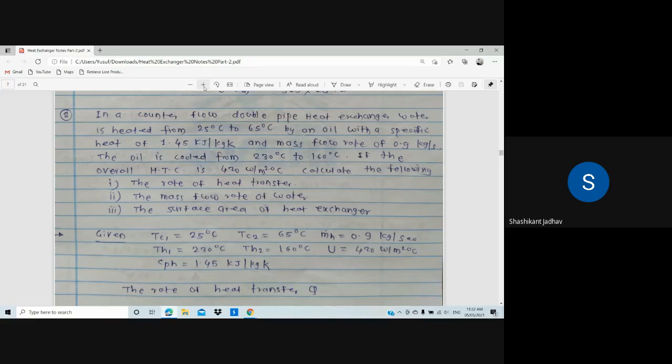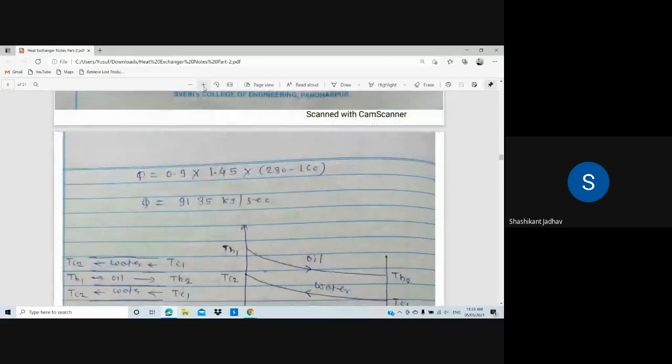But in this case, they have given the mass flow rate of the hot fluid, Cp of the hot fluid and the temperature difference for the hot fluid. Therefore, we have to use the equation related to the hot fluid, that is Q is equal to M dot H into CPH into bracket TH1 minus TH2. All of you write down the equation for the rate of heat transfer Q. Q is equal to M dot H into CPH into bracket TH1 minus TH2.